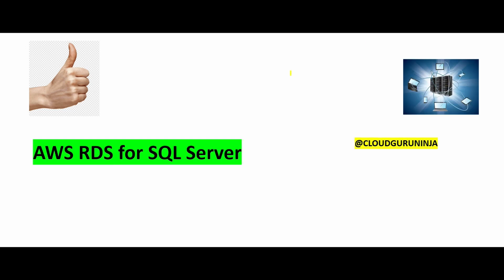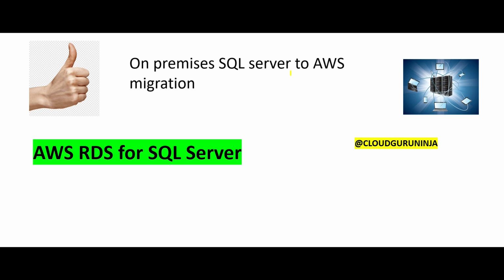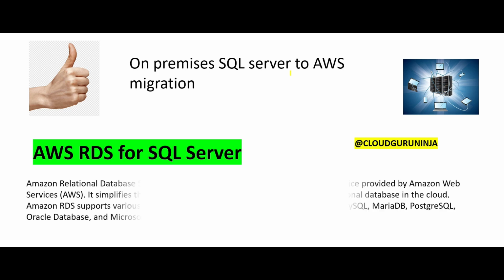Now you will get some questions around this service, AWS RDS for SQL Server. The question will be like, you have an on-premises SQL Server and you want to migrate it to AWS. Where will you do it? See, in the old days you had SQL Server on-premises. Now you have to bring it to the cloud. You put it in RDS for SQL Server.